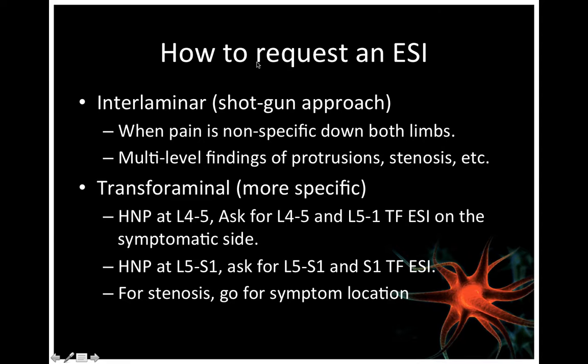Okay. So how to request an MRI? I'm sorry, how to request an epidural steroid injection? One approach is interlaminar, which is the shotgun approach, used when pain is non-specific down both limbs, with multi-level findings of protrusion, stenosis, or what have you. Transforaminal is more specific. So when you have a herniated disc at L4-5, for example, ask for L4-5 and L5-S1. So just take both numbers and then turn it into the foramen, okay? And ask for it on the symptomatic side. So if the herniated disc is L5-S1, ask for L5 and S1, because below the L5 they're fused, so they're just numbered by the holes.